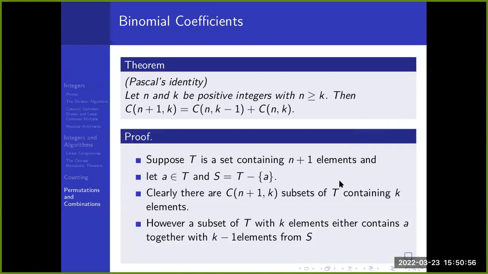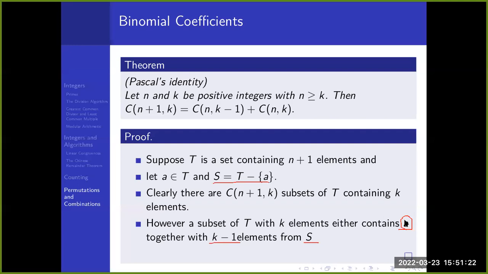So this is what I was just saying. We have two ways of finding a set with K elements. Either you pick a set with K elements that contains A, and if A is fixed, then all you have to do is select K minus 1 elements from the set S. Then I can put them together with A to get a set with K elements.